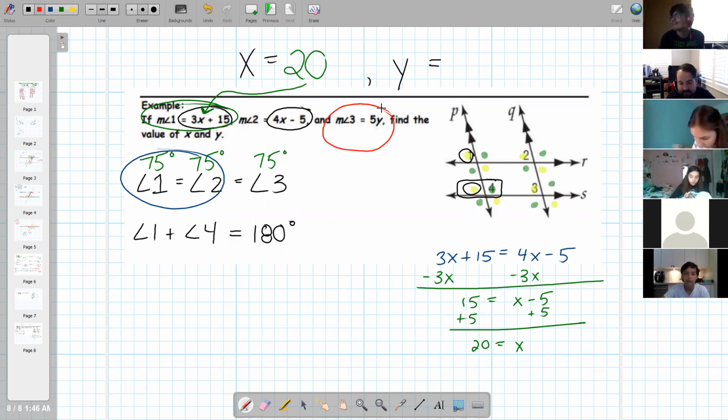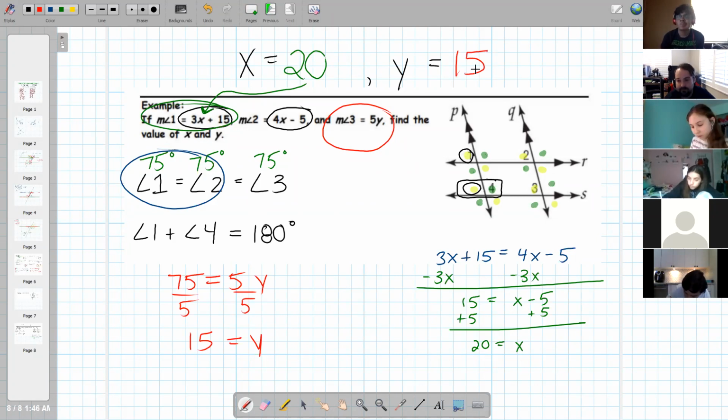75. So Oriana, what could we do with that? We could plug in 75 equals 5y. Yep, 75 equals 5y, and let's figure out what y has to be now by dividing. Turns out that y is equal to 15.